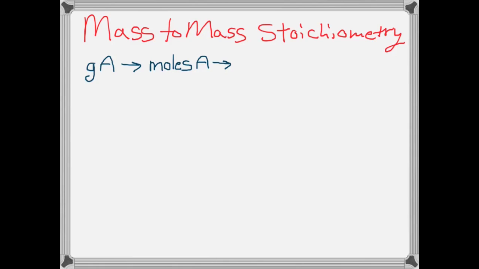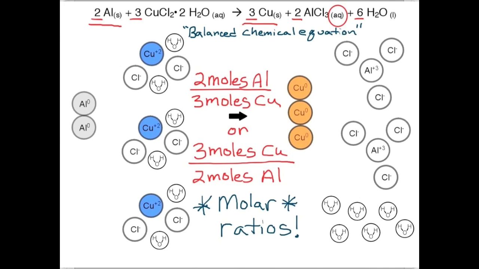Before we see the next step, we'll have to remember from the last video about the concept of molar ratios. Remember that in this example, we saw that for every 2 moles of aluminum that were used in the reaction, 3 moles of copper were produced. And we were able to write the molar ratio in 2 different ways.